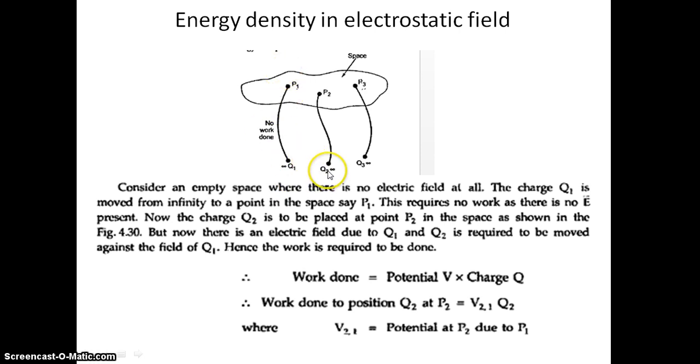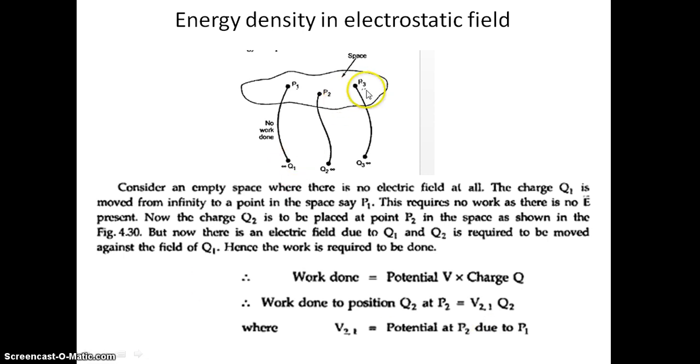Next we are bringing the charge Q2 to P2. But since another charge Q1 is already present, some work has to be done in bringing the charge Q2 to P2, because there already exists an electric field due to Q1. So the work done to position Q2 at P2 equals V21 into Q2, where V21 is the potential at P2 due to Q1.